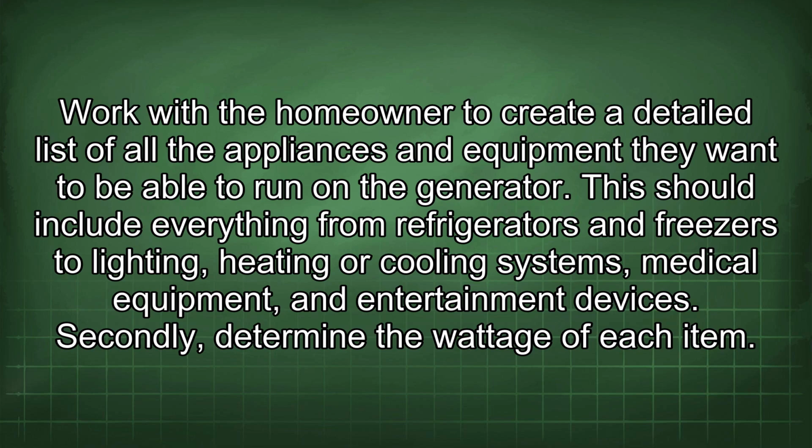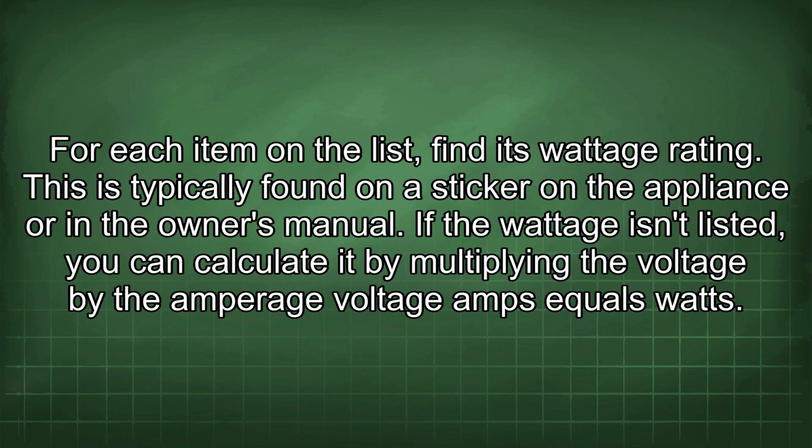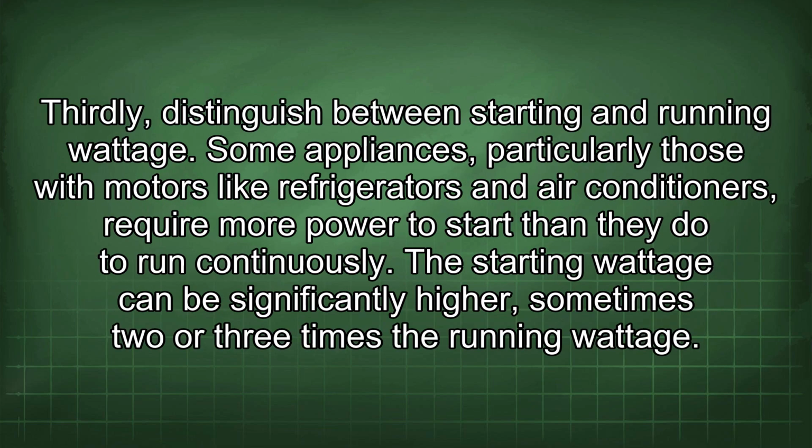This should include everything from refrigerators and freezers to lighting, heating or cooling systems, medical equipment, and entertainment devices. Secondly, determine the wattage of each item. For each item on the list, find its wattage rating. This is typically found on a sticker on the appliance or in the owner's manual. If the wattage isn't listed, you can calculate it by multiplying the voltage by the amperage. Volts times amps equals watts.